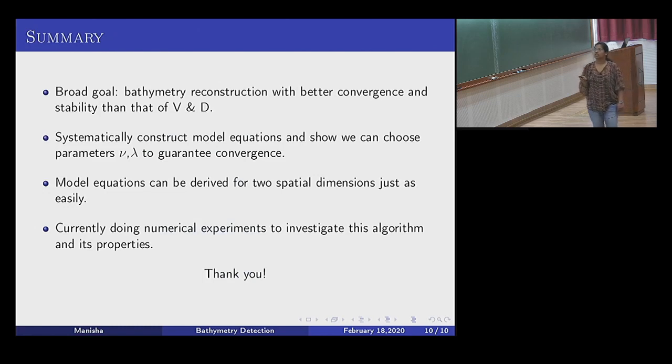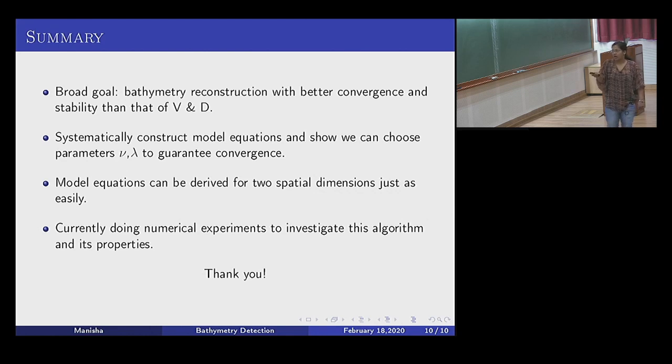My broad goal is to reconstruct the bottom boundary with better convergence and stability than they had in their paper, Vishal and Detonate. The flowchart for this is: first we should construct this model equation systematically, and then we need to choose mu and lambda to guarantee convergence.